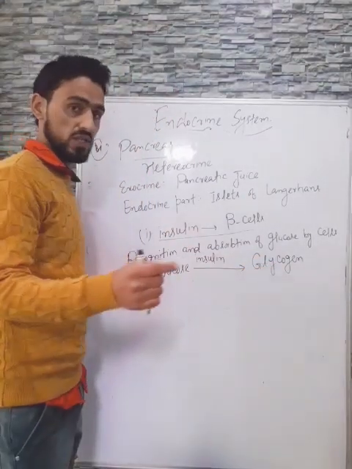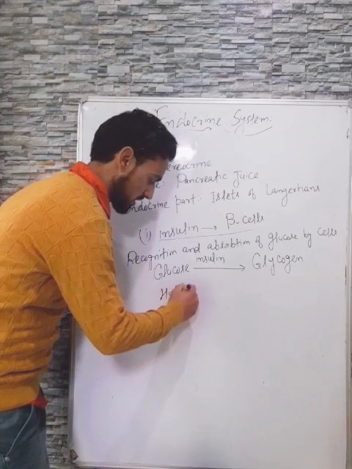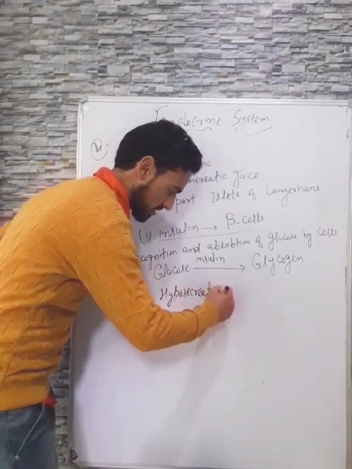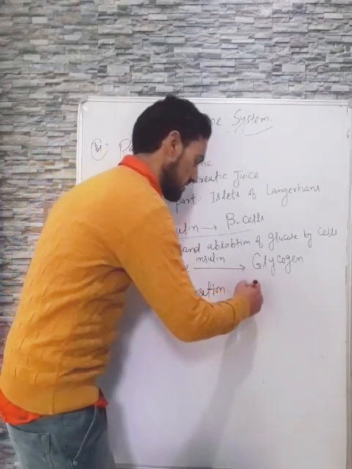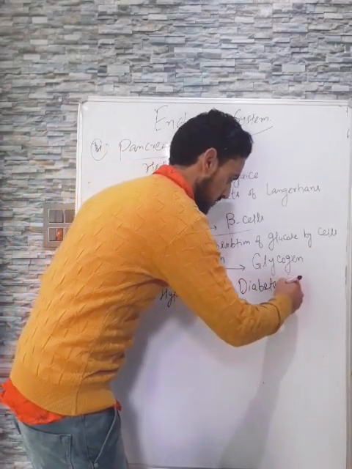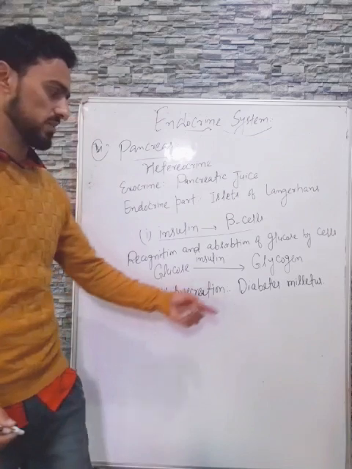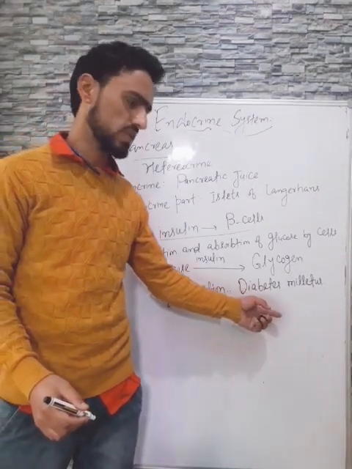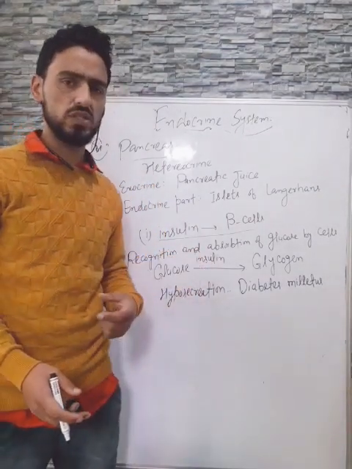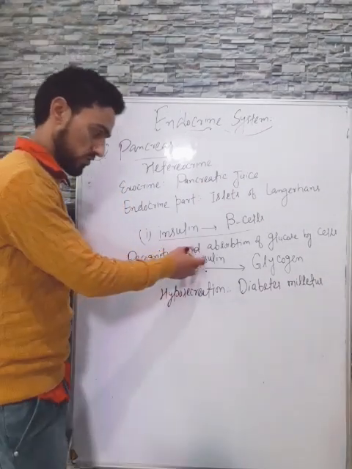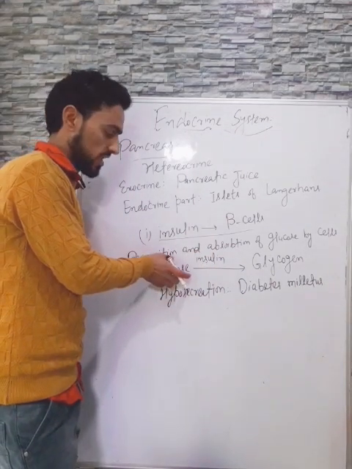And after that, if a person is suffering from hyposecretion, which means less secretion, of the hormone that is known as insulin, that causes the disorder that is known as diabetes mellitus, which we call sugar. In simple terms, diabetes mellitus is what we call sugar. This disease happens because of the less secretion of the hormone known as insulin. In this disease, the insulin will not be secreted enough, which means there will be no conversion of the extra glucose into glycogen.